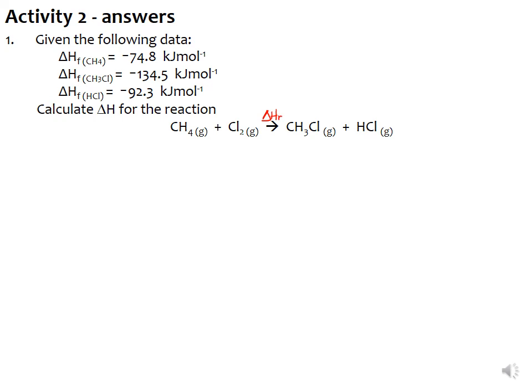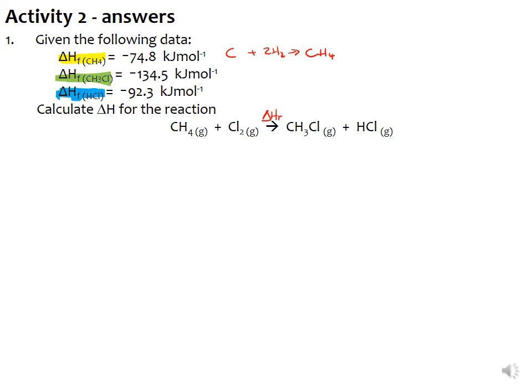And we've been given the data that we can see on screen, which I am just going to have a look at a bit more closely. So delta HF for methane, well, we know that delta HF is the formation of 1 mole, so we are forming 1 mole of methane and we're forming it from its elements in their standard states. Now I'm not going to worry about putting state symbols in there, but I'm just going to get my balanced equations sorted out.